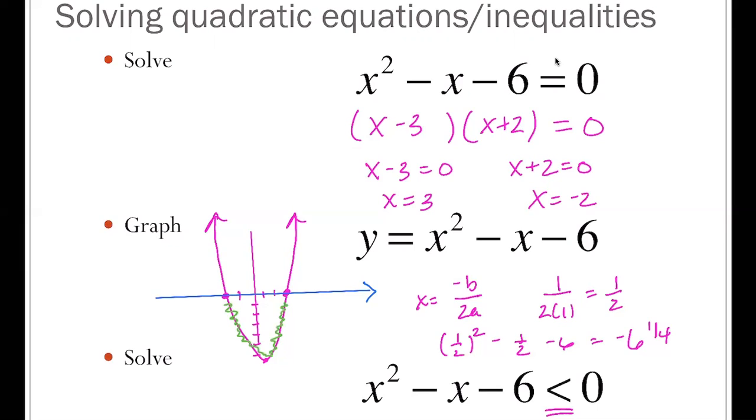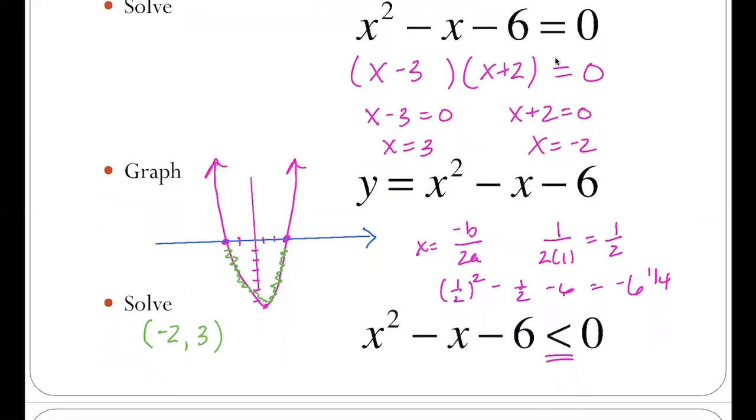So when you do this, your answers will be intervals, just like when we solved inequalities before. Now, this does not have an equal to sign, so it's going to be a parenthesis. We only are looking at one spot, so we would be saying from -2 to 3 is where that quadratic is less than 0. So you can solve, you can graph, and use that graph to help solve this inequality.